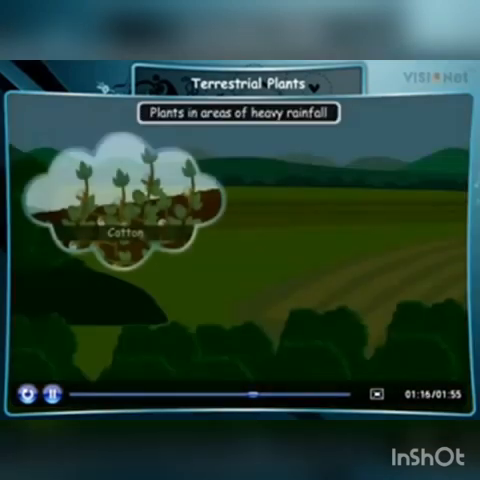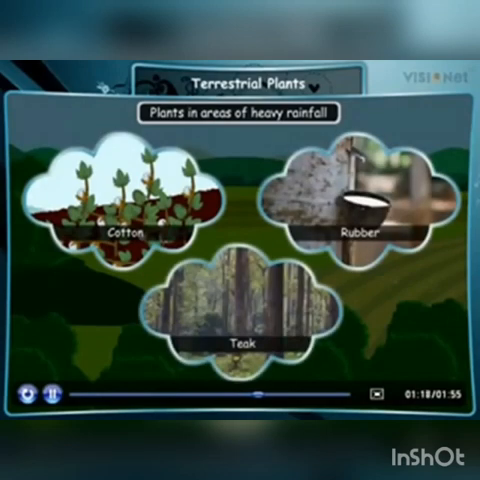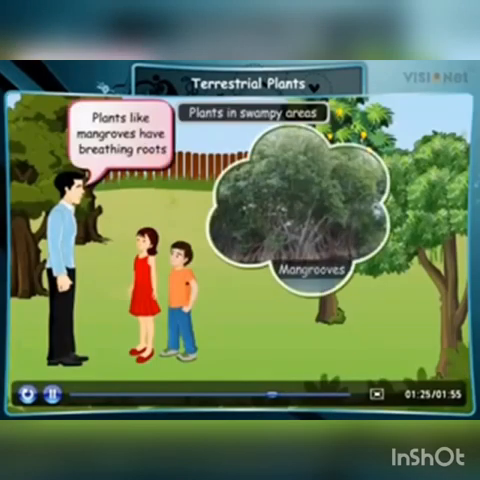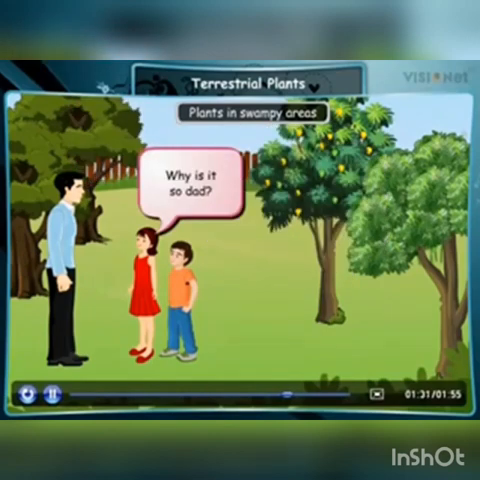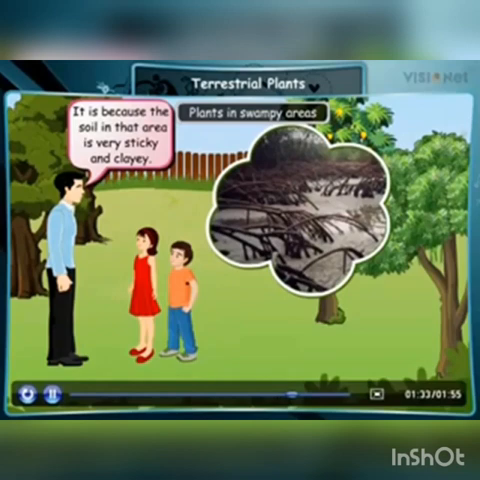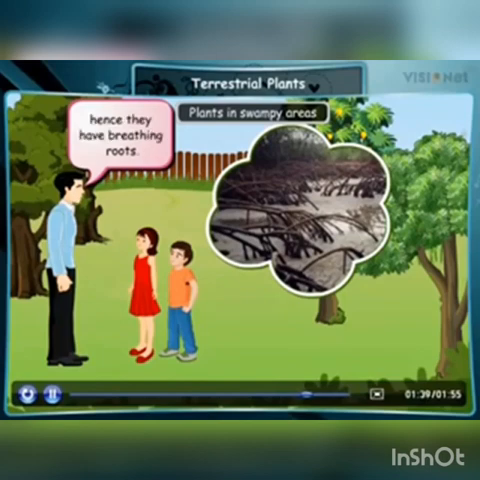There are some plants like the cotton, rubber, and teak which remain evergreen. They grow in areas of heavy rainfall. Plants like mangroves have breathing roots which are above the soil. Why is it so, Dad? It is because the soil in that area is very sticky and clayey. Air does not reach the roots, hence they have breathing roots.